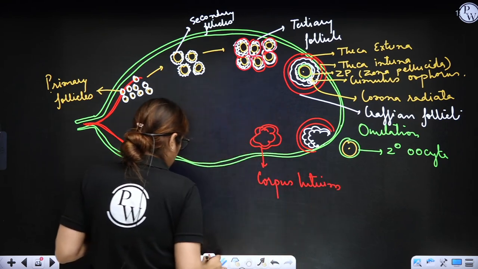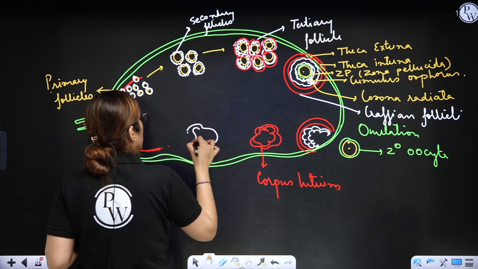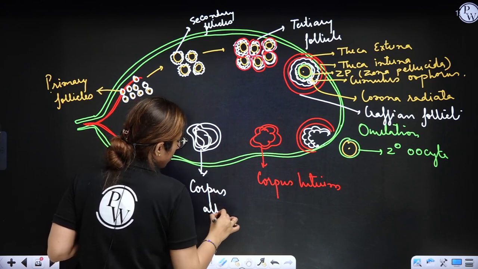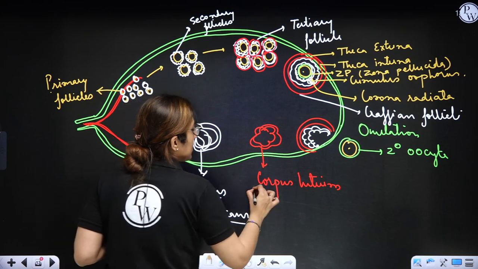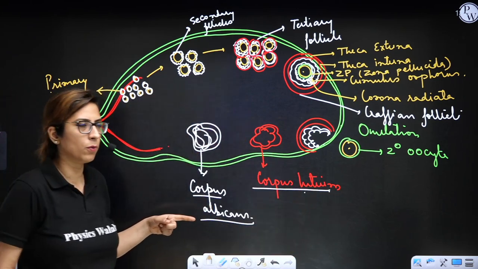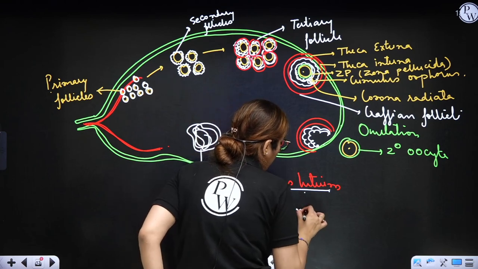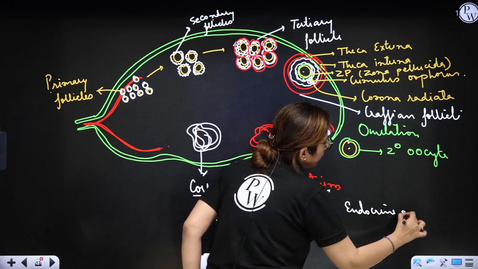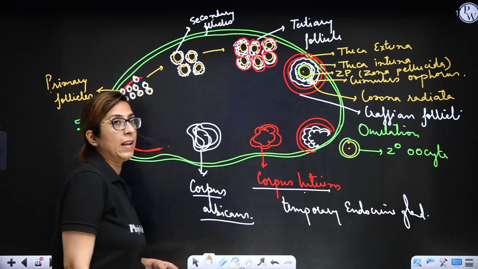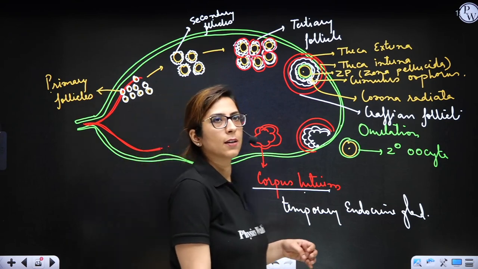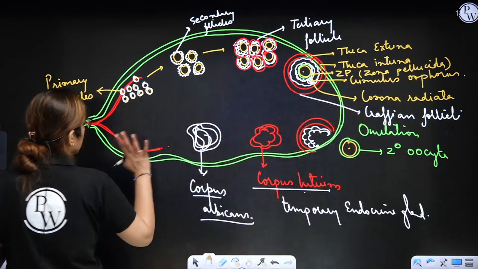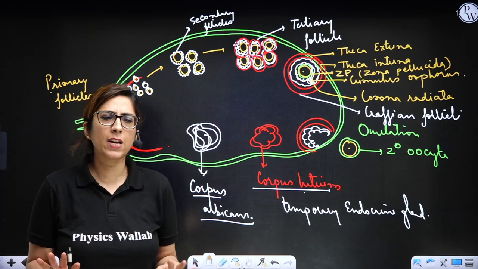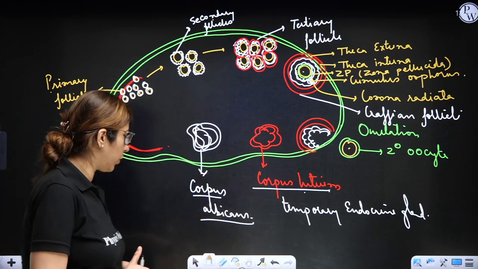Corpus luteum, and then it forms a scar-like structure, which is corpus albicans. You know, it acts as a temporary endocrine gland because it releases hormones like progesterone and estrogen. So this is a diagram of the ovary. A well-labeled diagram should be there. Do not use a pen while drawing a diagram. Be gentle, draw it slowly, take your time and do it well.